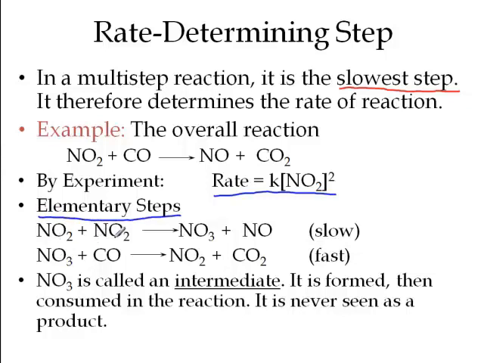First what happens is NO2 bumps into another NO2, and that makes some NO3, nitrogen trioxide, and some nitrogen monoxide. And that turns out to be a slow step. And then an NO3 bumps into a carbon monoxide, and that makes NO2 and CO2, and that's the fast step. Well, which step is going to determine how fast this reaction is going to go? It's going to be this step, the slow step.